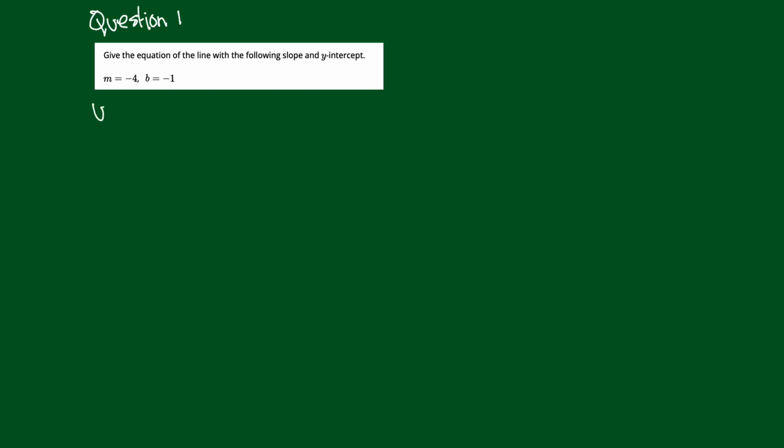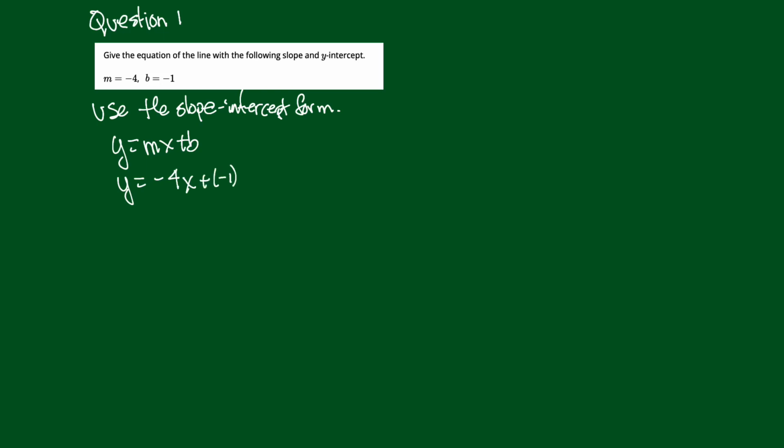So I'm going to use the slope-intercept form, y equals mx plus b. So we will have y is equal to m. Now we're given the slope is -4, x, and then b is -1. But I don't need to write that plus -1. So how about just y equals -4x minus 1?